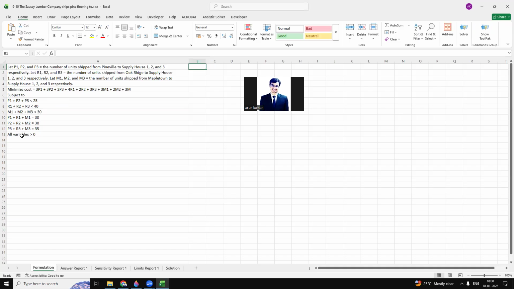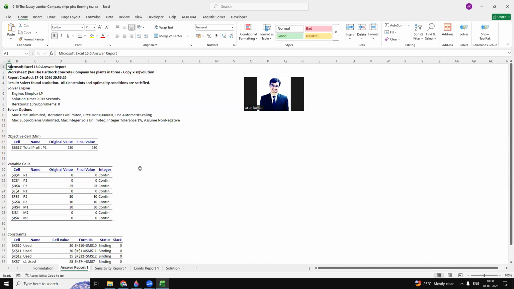So these are the variables, and the constants we have as discussed from the question itself. Our goal is to minimize cost. From row number 5, the minimization cost is 3P1 plus 3P2 plus 2P3 plus 4R1 plus 2R2 plus 3R3 plus 3M1 plus 2M2 plus 3M3. I have solved this question using Excel Solver, so this report gets automatically created, and our final value is 230.